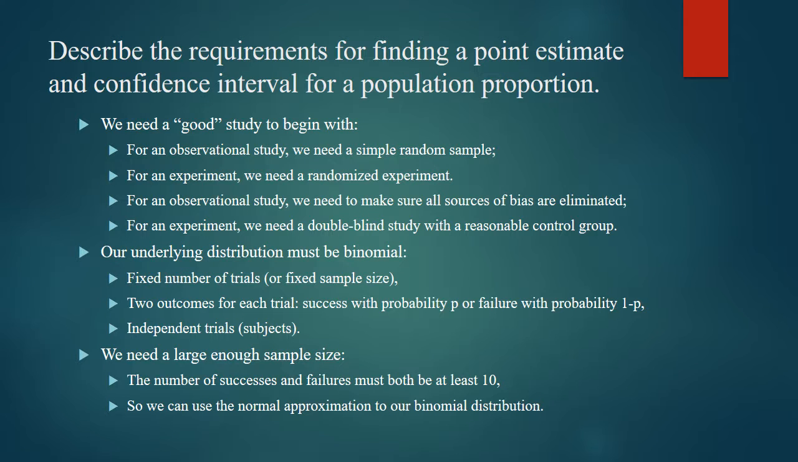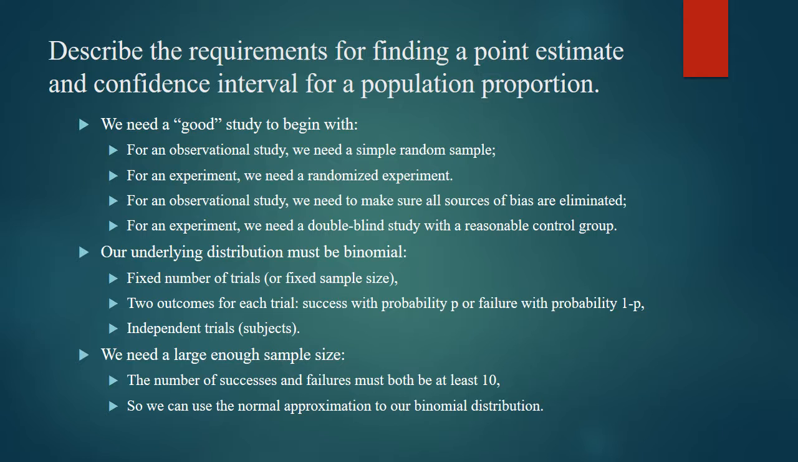Now here we have our requirements for finding a point estimate, for finding that P hat, and for finding a confidence interval for a population proportion. First of all, we need a good study. If we don't have a good study, our results are at best meaningless and at worst misleading. They can give us bad results that lead to bad decisions. So we need a simple random sample for an observational study or randomized experiment. We need to make sure we eliminate all sources of bias.